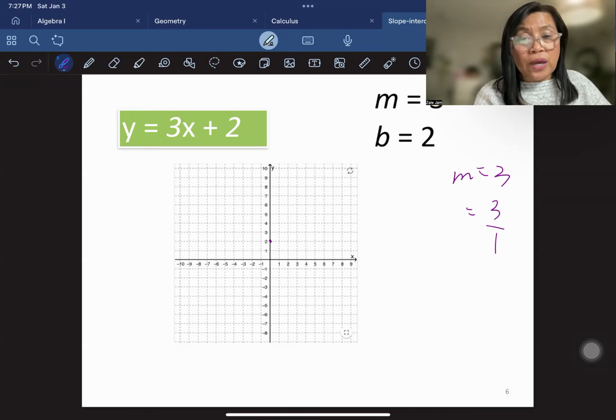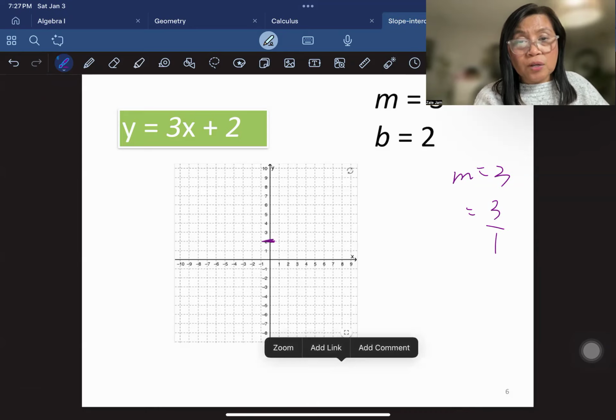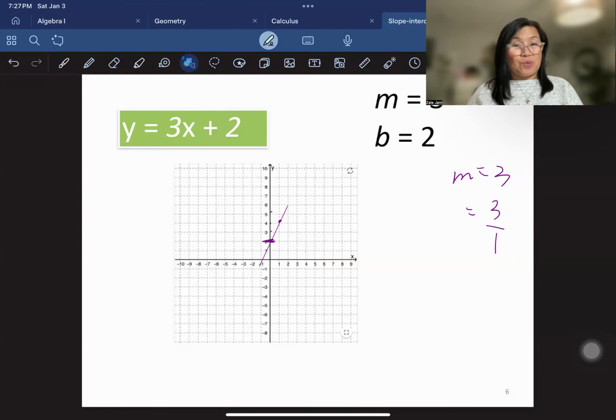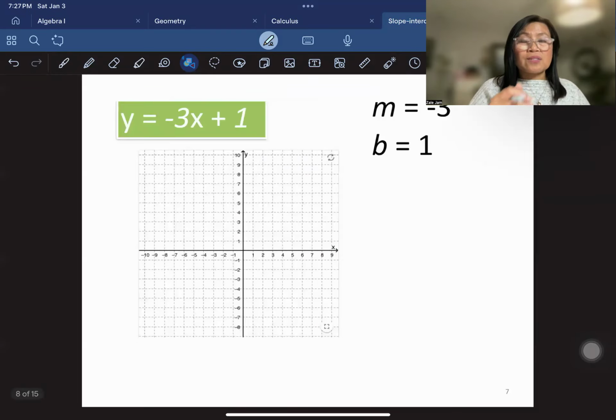All right, so we have 2 as our starting point, which is the y-intercept. We move up 3 points, 1, 2, 3, and then we move 1 point to the right. And then we connect these 2 points. We now have a line. That line is y equals 3x plus 2. Take note, in this case, it's increasing. Our slope is positive.